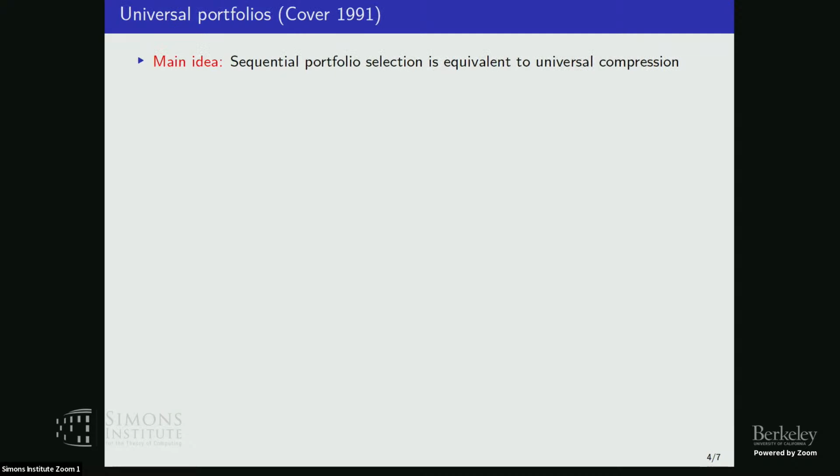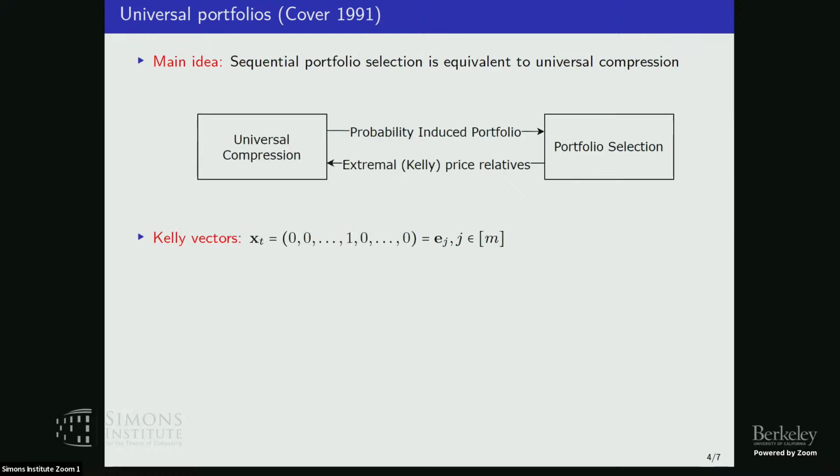Okay, so that was the problem formulation. Let me now tell you about Tom Cover's solution to this problem called universal portfolios. And really the crux of this idea is to use the relationship between gambling and data compression. More precisely, we use the fact that sequential portfolio selection is equivalent to universal compression. Let's look at this equivalence a bit more closely. So how do you go from a universal compressor to a universal portfolio selection method? It's by something called probability-induced portfolios.